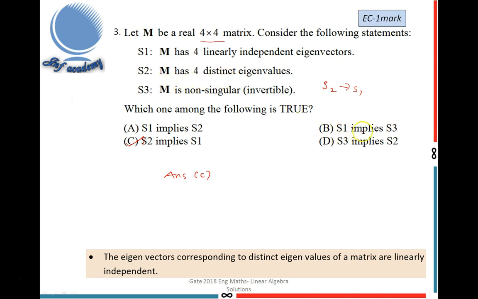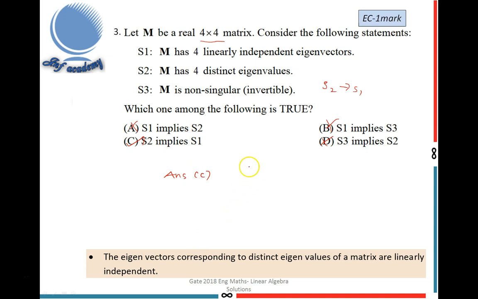Similarly, S1 does not imply S3, because M non-singular means the determinant of A is non-zero, that is, invertible only. So 4 linearly independent eigenvectors doesn't say that. S3 implies S2 is also wrong. Only S2 implies S1 is the correct answer by using this result.